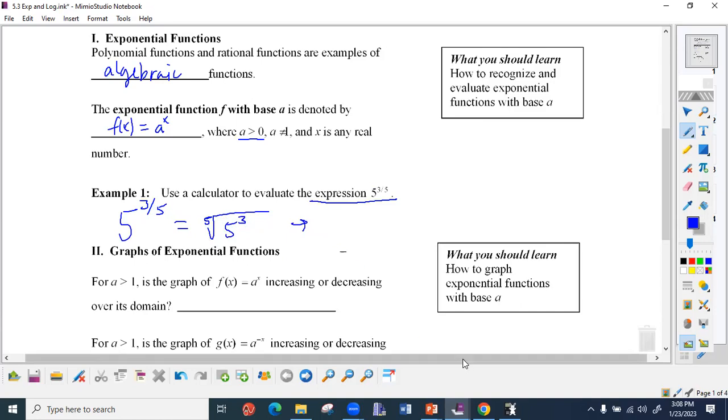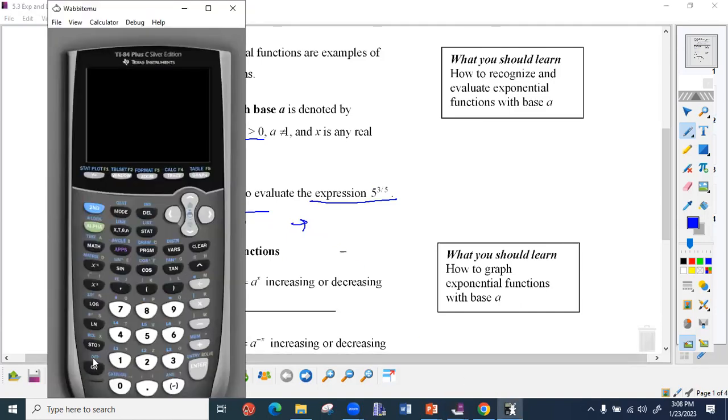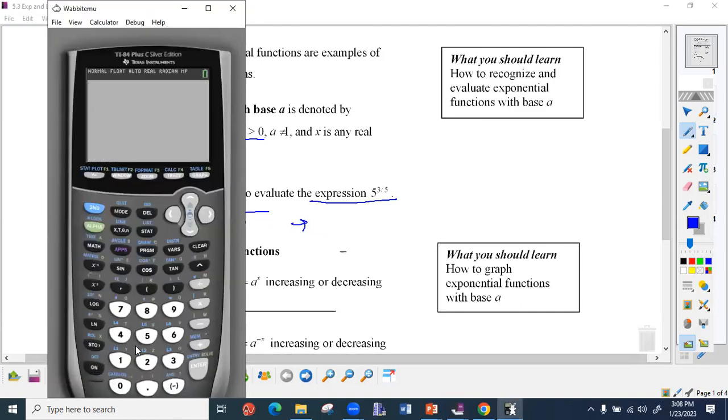But anyways, calculator. Just a refresher on inputting in the calculator: you're just going to press 5 and then use the caret button.